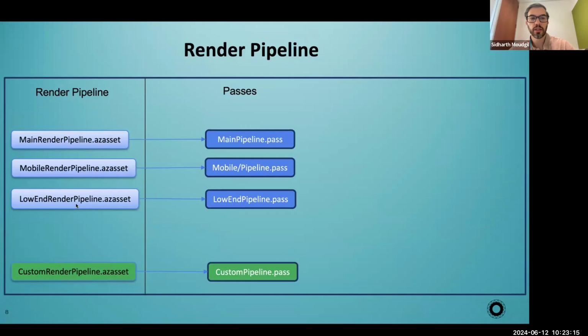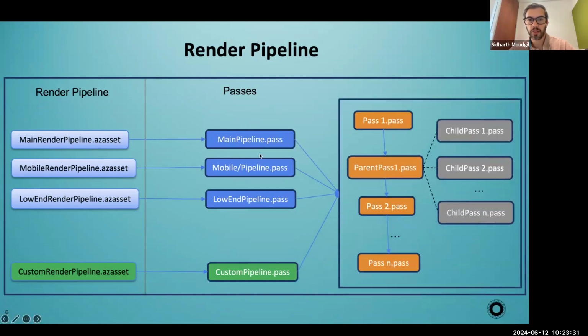So what do they do? These pipelines essentially reference a pass file. A pass file within it contains all the information about the layout of all the passes, how they are chained together, how they are connected, all the inputs and the outputs related to it. And then the main pipeline.pass can then point to some version of passes because you have a whole bunch of passes.